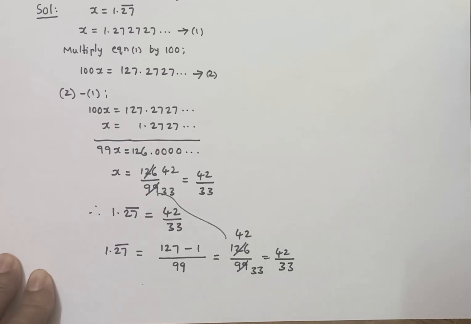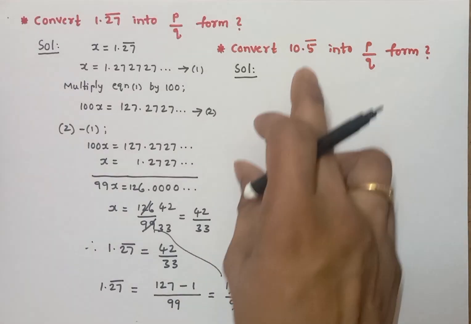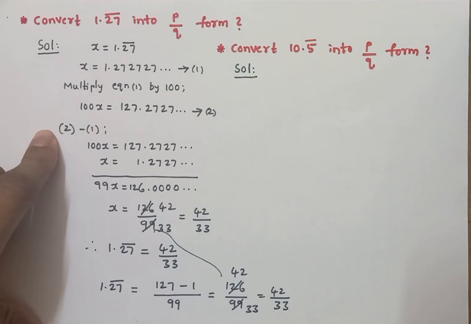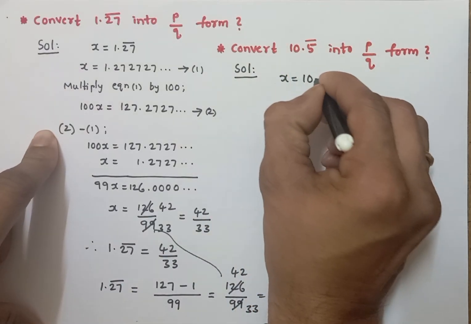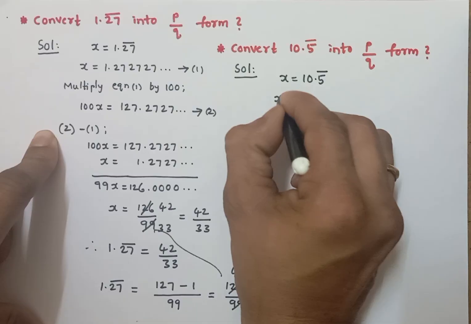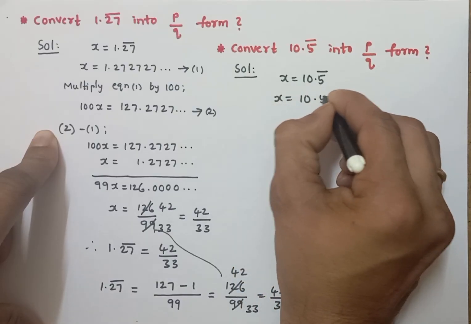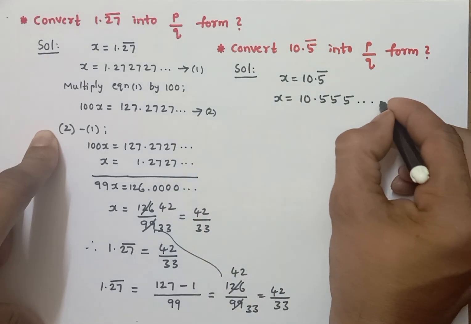We'll see one more problem, a simple question: 10.5 bar, where the bar is only for one digit. Same process. Let us take x = 10.5 bar. So x = 10 point, and the bar is for 5, so 5 will repeat: 5 5 5 and so on. Let us take it as equation 1.